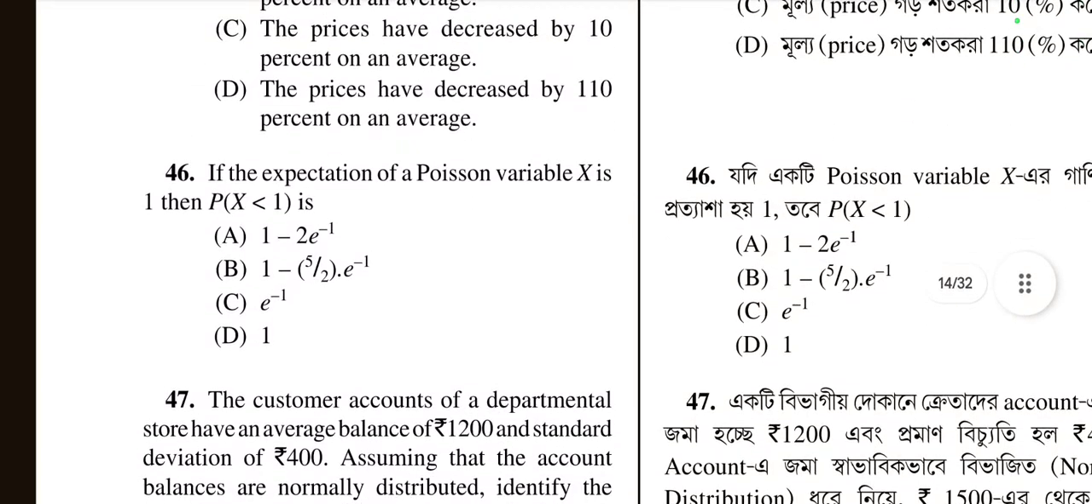Then come to question number 46. If the expectation of a Poisson variable x is 1, then P of x less than 1 is: 1 minus 2 into e to the power minus 1, or 1 minus 5 by 2 e to the power minus 1, or e to the power minus 1. So if the expectation of a Poisson variable x is 1, then P of x less than 1 will be e to the power minus 1. Option C is the right choice here.